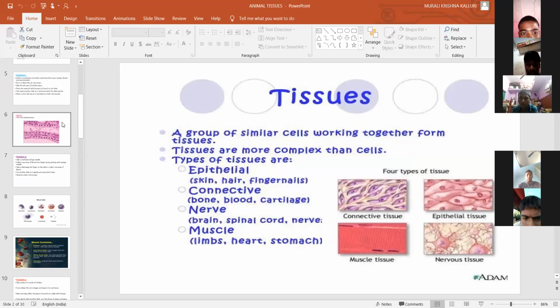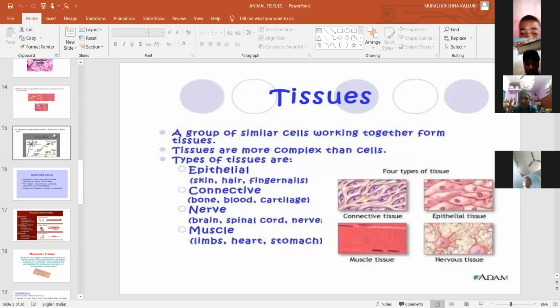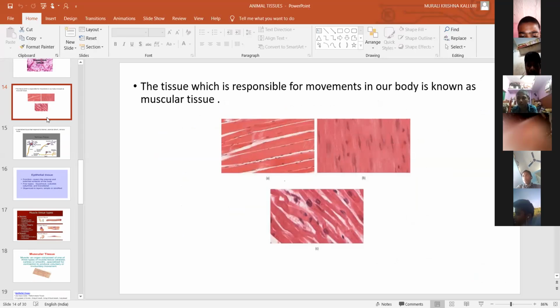Where is it present, Bhavit? The muscular tissue is found in heart, lungs, and stomach.